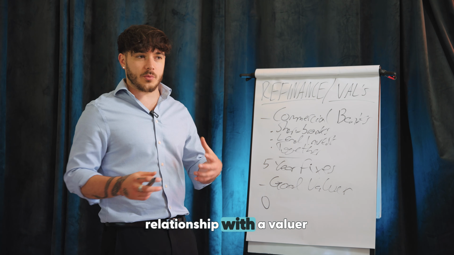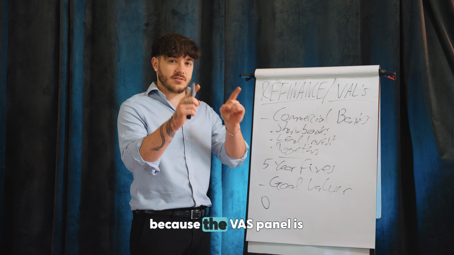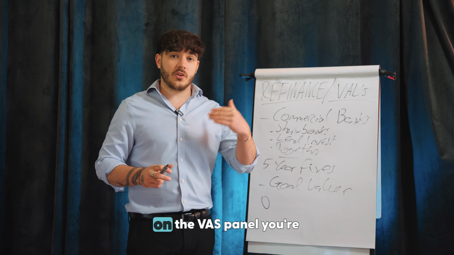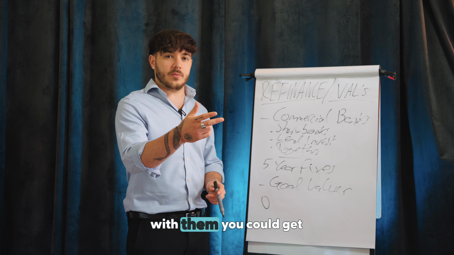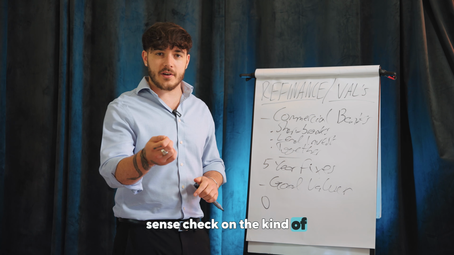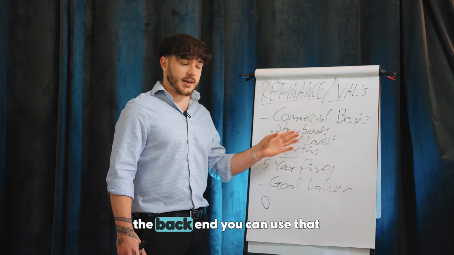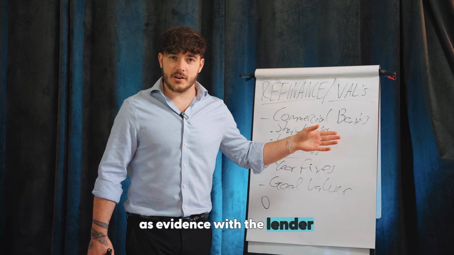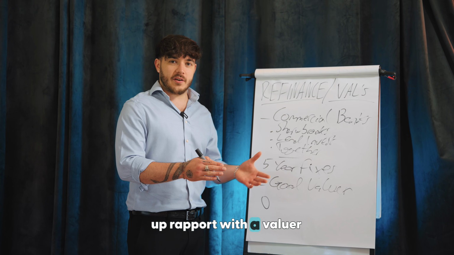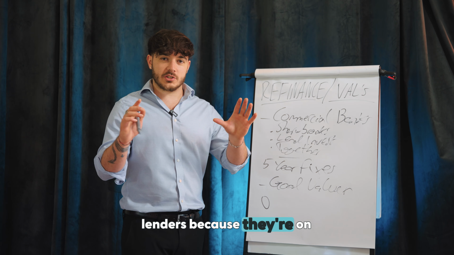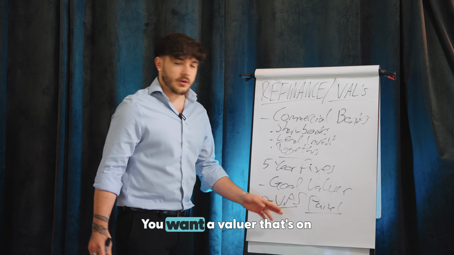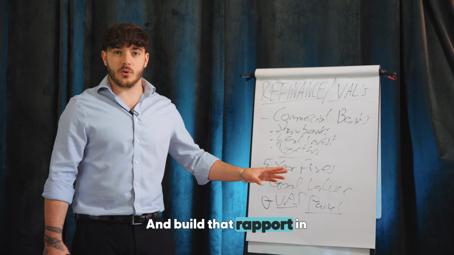Ideally, you build a relationship with a valuer that's on the VAS panel, because the VAS panel is instructed by the lenders and is accepted by the lenders. So if you pick a valuer that is on the VAS panel, you're likely to build that rapport with them. You could get private valuations with them before you instruct the lender, so that you can get a sense check on the kind of value you'll get. Then when you instruct the mortgage on the back end, you can use that as evidence with the lender on the valuation that you've already had privately. But equally, you're building up rapport with a valuer that's used by multiple lenders because they're on the VAS panel. You want a valuer that's on the VAS panel, and build that rapport in your local area.